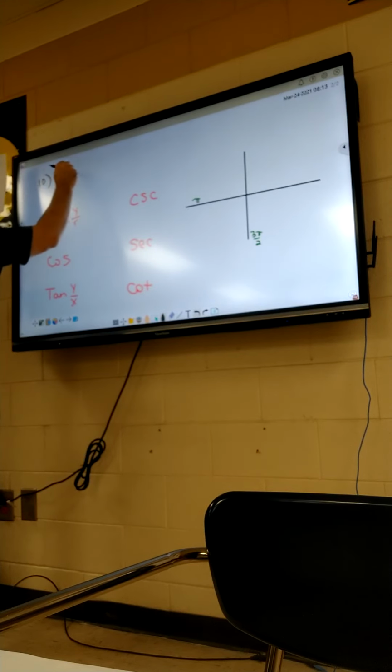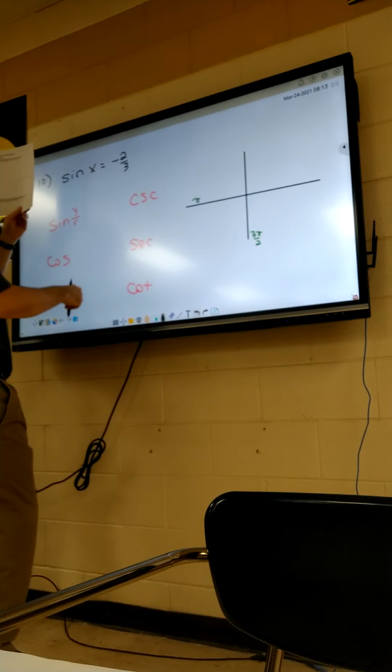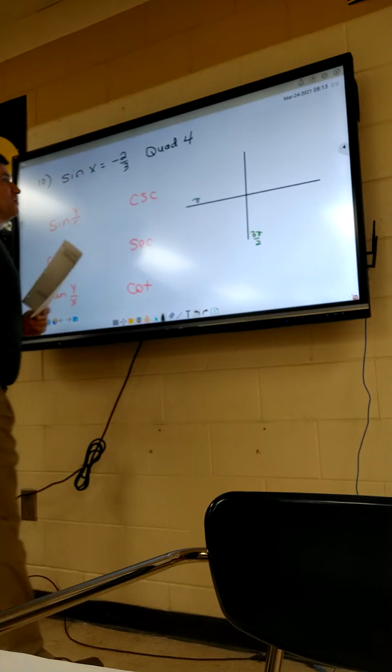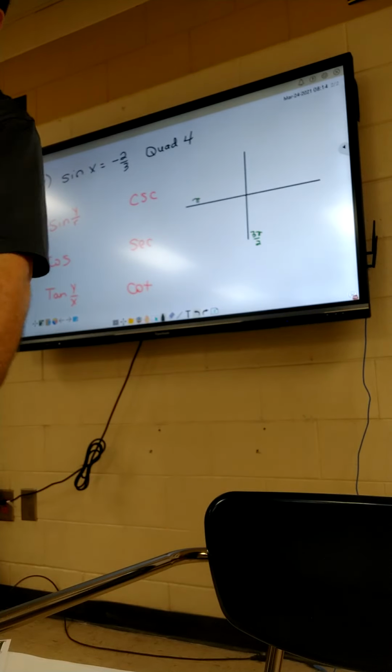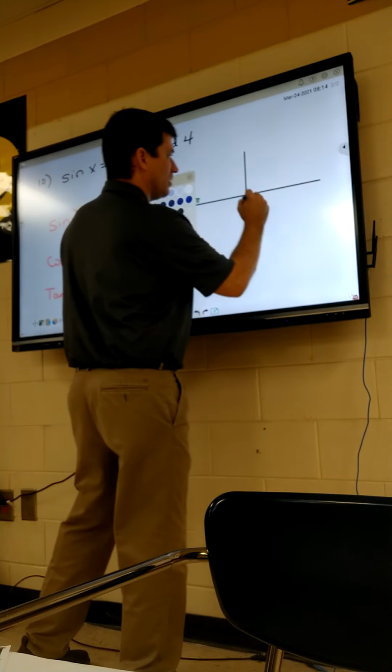10 says sine of x is negative 2 over 3. This is where it gets harder, Tyler. Quadrant 4. All right, so first step, where's our triangle go? Where's quadrant 4? Bottom right. All right, good. So let's put your triangle here, bottom right.